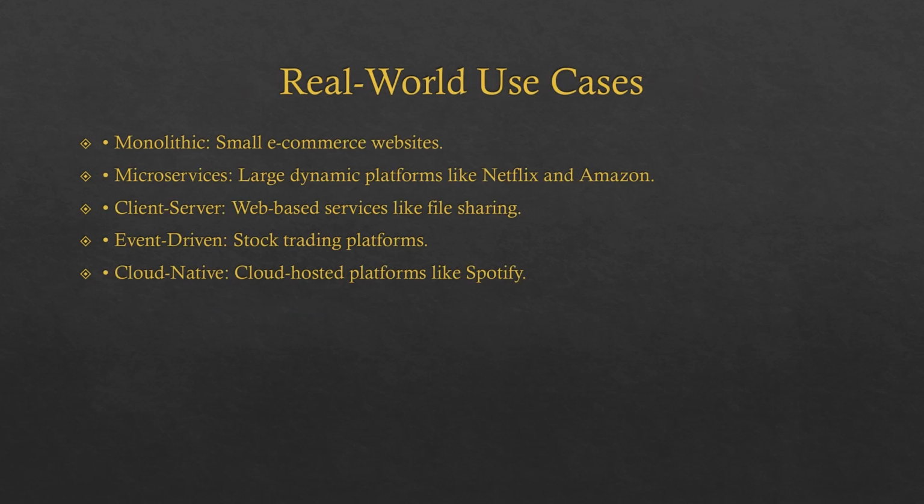Let's look at some real world scenarios. Monolithic architecture works well for small e-commerce websites. Microservices for large platforms like Netflix, client server for web services, event driven for stock trading, and cloud native for cloud hosted platforms like Spotify. Understanding these use cases helps in making the right choice for our system.